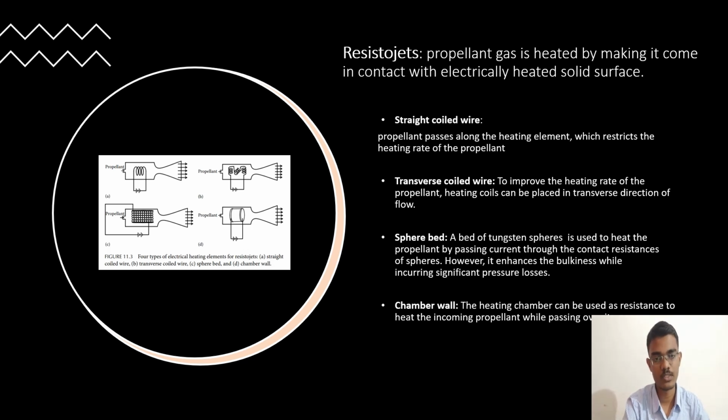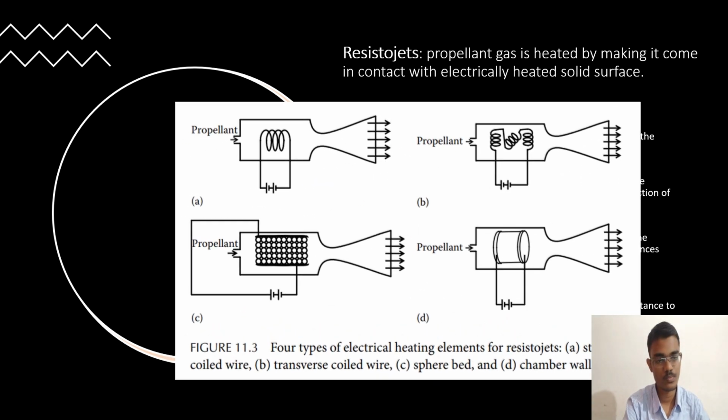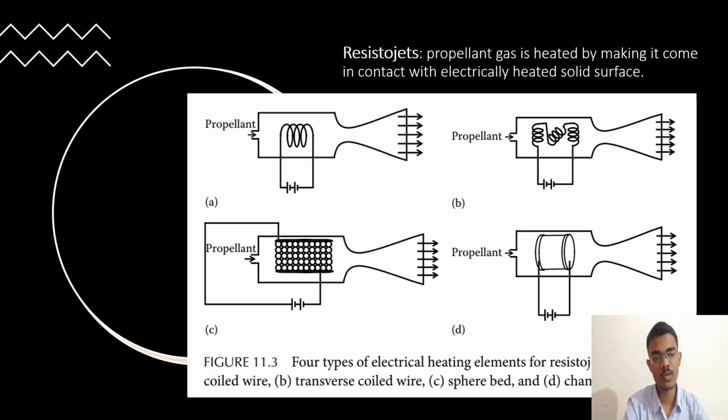Here you can see the detailed diagram. This is the straight coiled wire. Here is the transverse coil, here is the sphere bed, and here is the chamber.